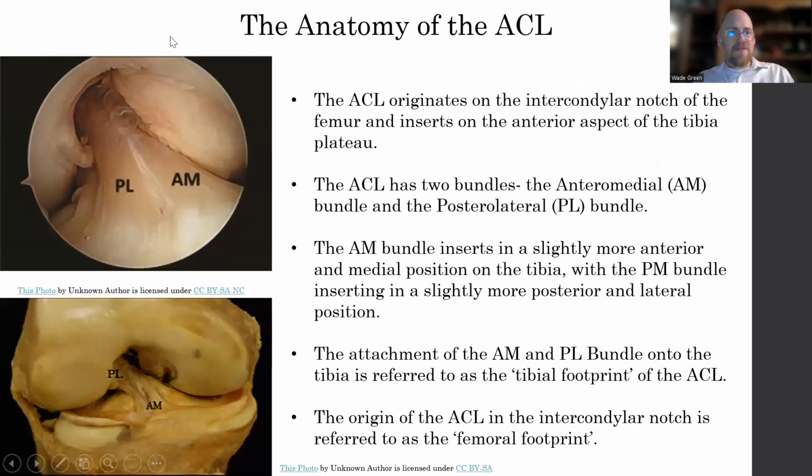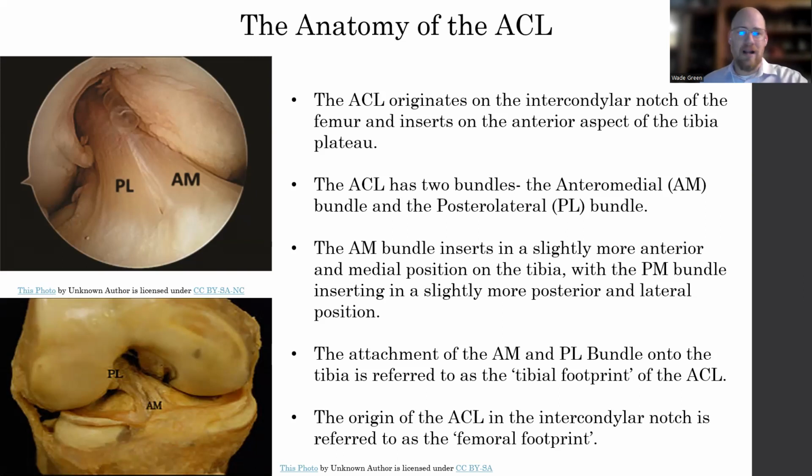Okay, so what about the ACL? Let's do a deeper dive into the ACL. So the ACL obviously has its origin right on the intercondylar notch of the femur, and you can see it's on the back side of the femur here. Now, this obviously inserts, as we've already talked about, more anteriorly on the tibia, so it inserts on the anterior aspect of the tibial plateau.